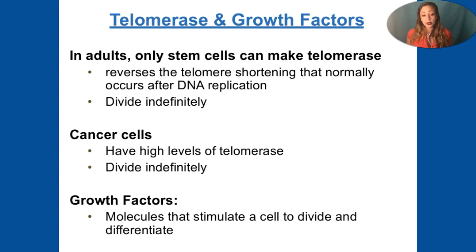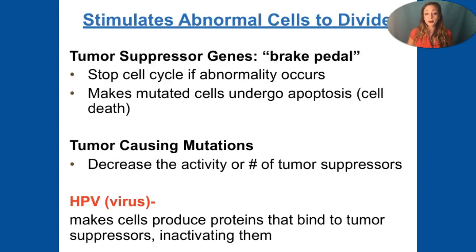Growth factors are the ones that stimulate a cell to divide and eventually differentiate into whatever the cell needs to become. We also have tumor suppressor genes, or what I like to consider brake pedals. They're going to stop the cell cycle if something abnormal happens. Just like the name says, it's a tumor suppressor. It suppresses any kind of tumorous cells from dividing. So it's a brake pedal. It makes any mutated cells undergo apoptosis immediately so that we can kill that cell, because we don't want that mutated cell to divide.